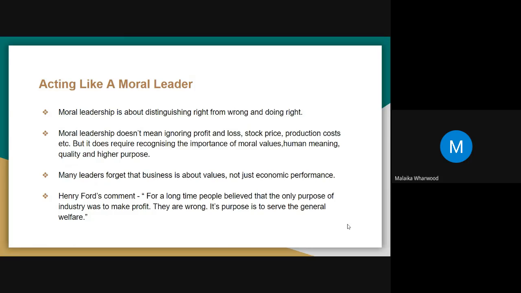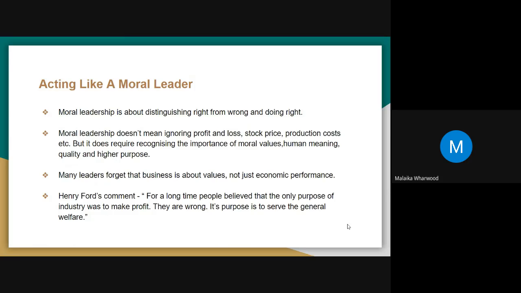Many leaders forget that business is about values and not just economic performance. American industrialist and business magnate Henry Ford made a statement on this. He said, for a long time, people believed that the only purpose of industry was to make profit, but they are wrong. Its purpose is to serve the general welfare. And I totally agree with this.